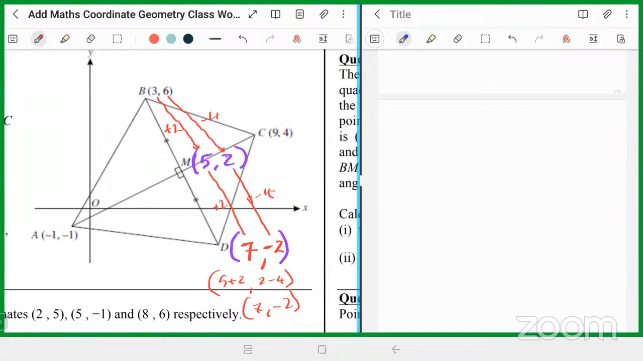So the answer for D is yes, this, sir. 7, -2. All right. I know some persons actually calculated it and got it right, 7, -2. But I'm showing you this nice, easy way to do it.